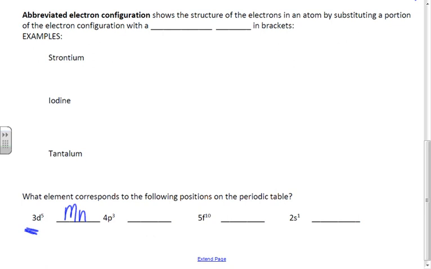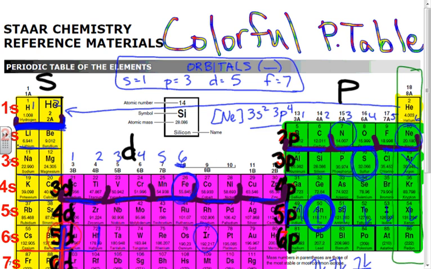So 4p3, we go and we look at 4p. Go 3 elements over, and what is that? Arsenic, As.